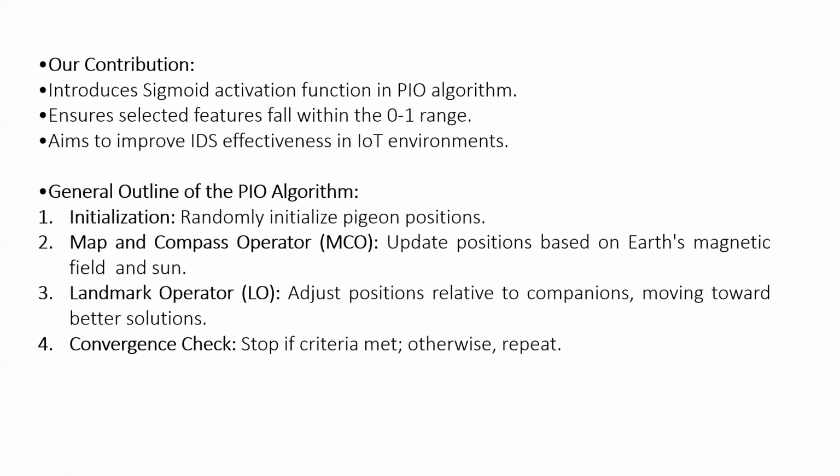The contribution of our article: the first is to introduce the sigmoid activation function in the PIO algorithm. The second is to ensure selected features fall within the 0 to 1 range, with the aim to improve IDS effectiveness in IoT environments. This is the general outline of the PIO algorithm. The first is initialization. The second is map and compass operators. The third is the landmark operator, and the last is convergence checks.